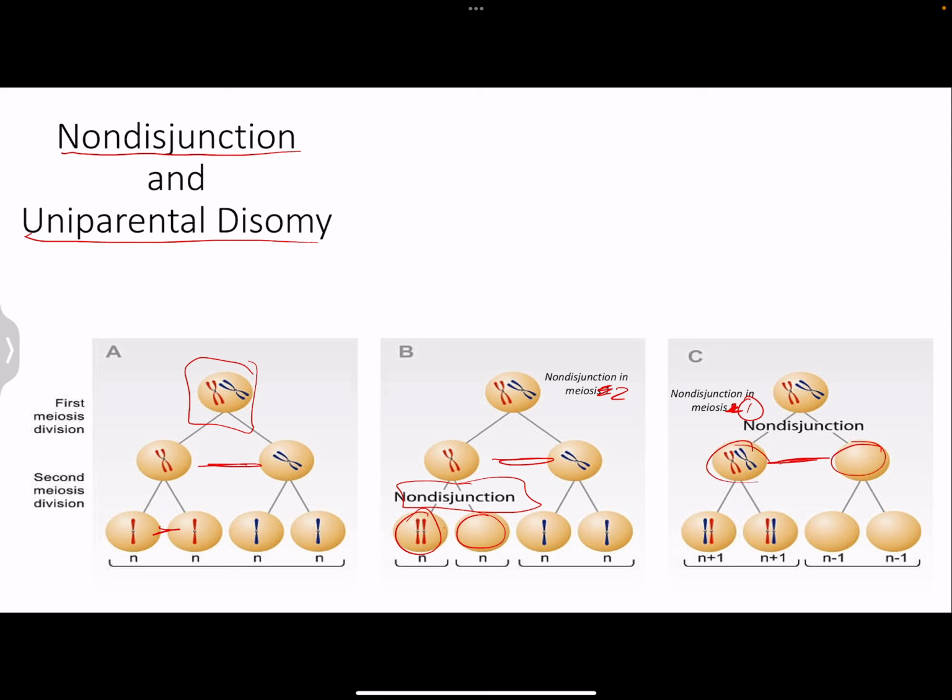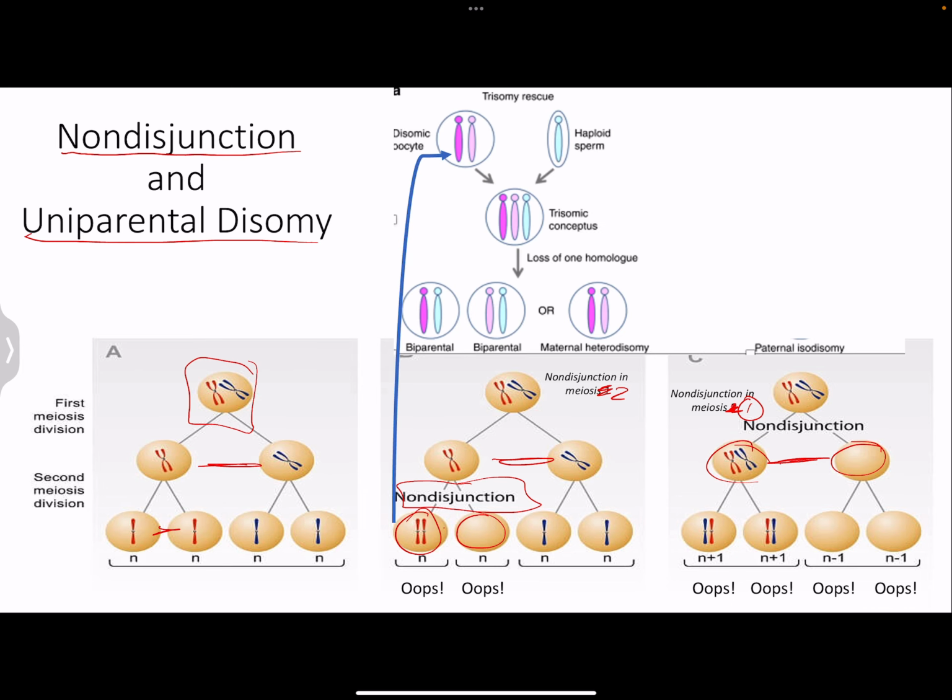So that's non-disjunction. You guys know that, but what is uniparental disomy? Imagine that this is an egg. This egg goes up here. Let's say this is chromosome 17. So the fusion happens, we get a zygote. There are now 3 copies of chromosome 17. Sometimes this will be bad and you'll get something like Down syndrome, or maybe it'll just be a spontaneous abortion.